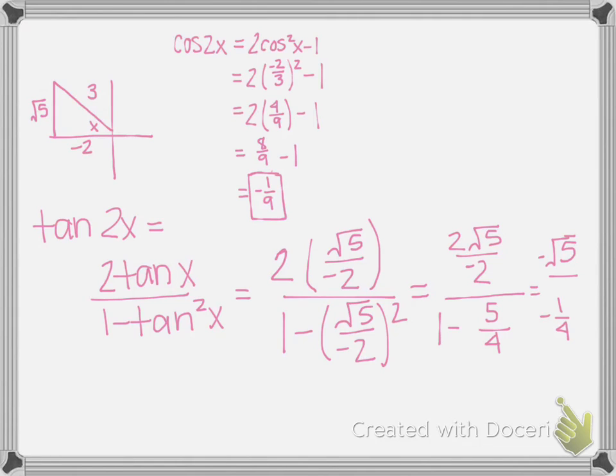So what is it? I have negative square root of 5 times negative 4 over 1, which equals, Riley. What's negative square root of 5 times negative 4? Positive 4 square root of 5 over 5. All right.